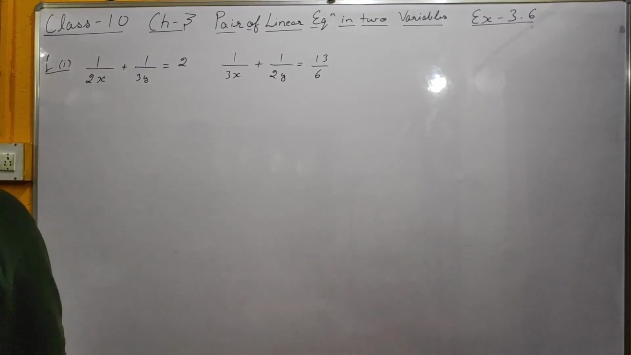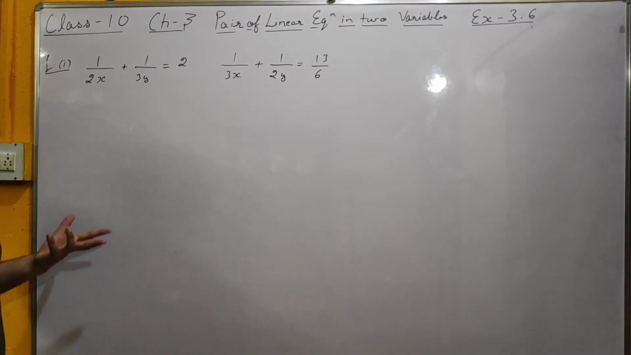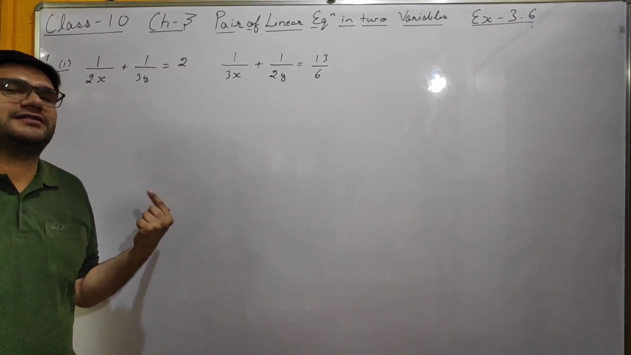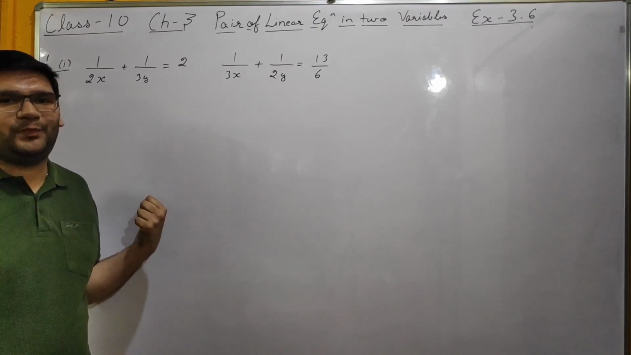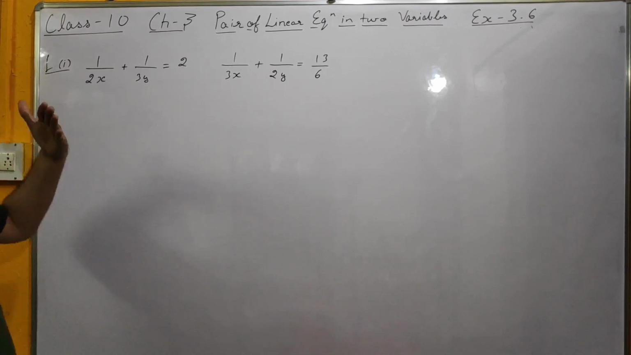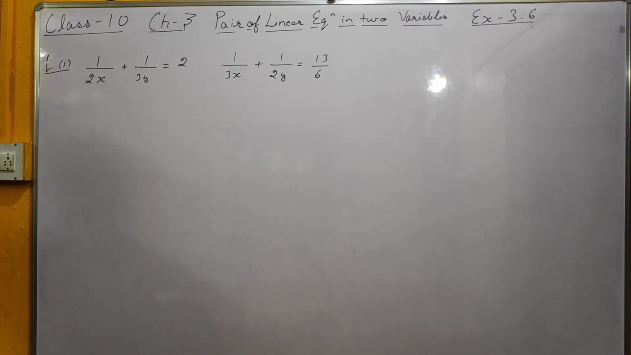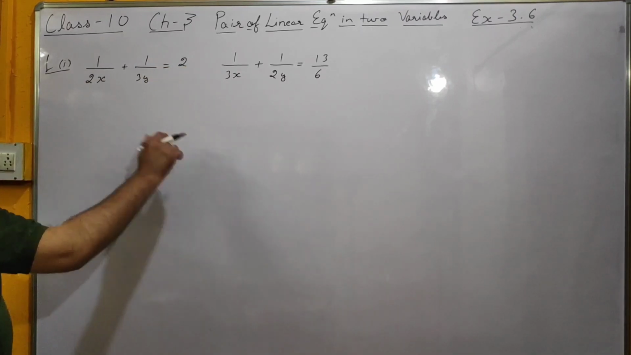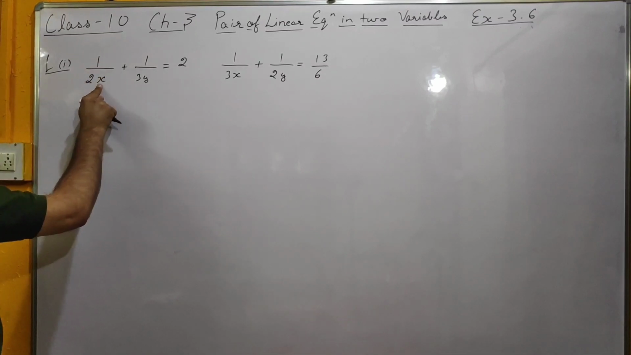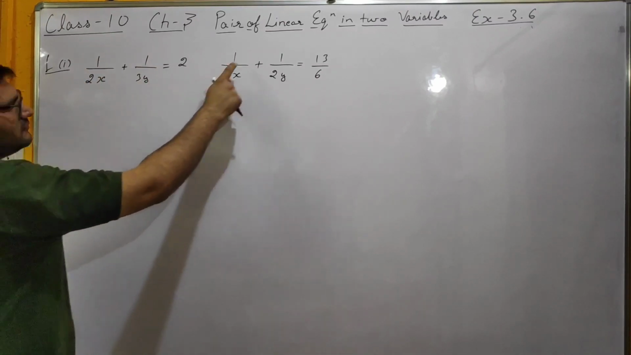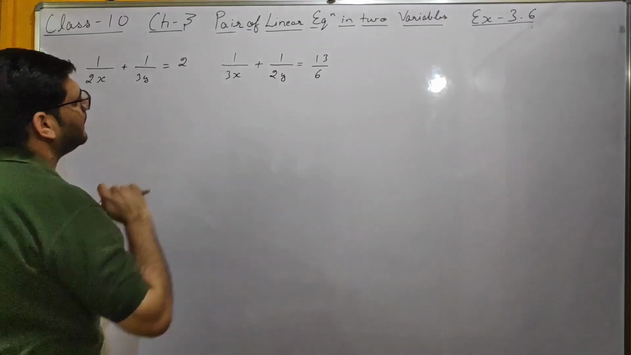Alright, now the very first question, we need to solve them and find out the value of x and y. How? By reducing these equations to a pair of linear equations in two variables. As we can see, it is given 1 by 2x, here it is 1 by 3y, here it is 1 by 3x, here it is 1 by 2y.